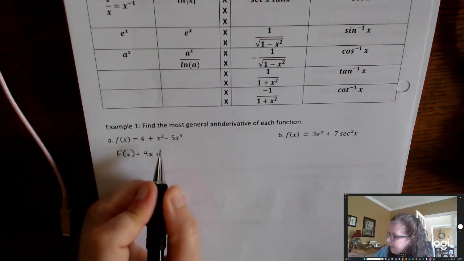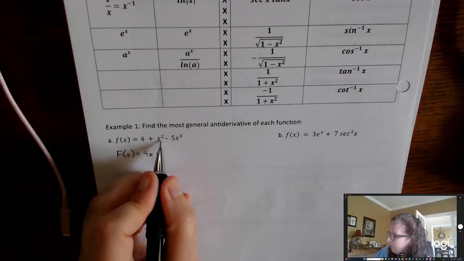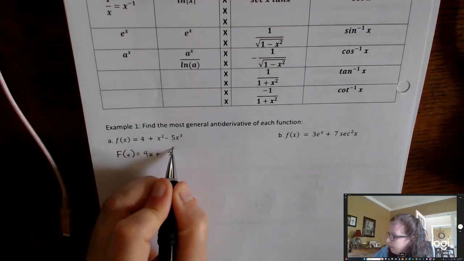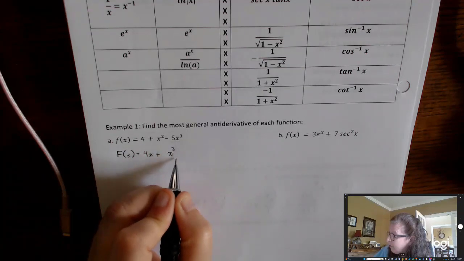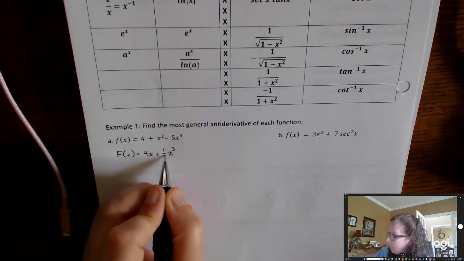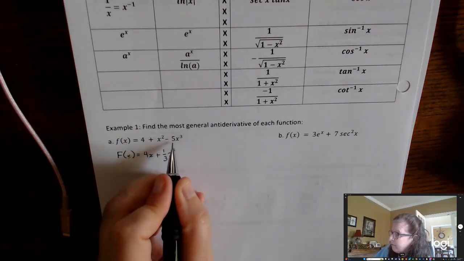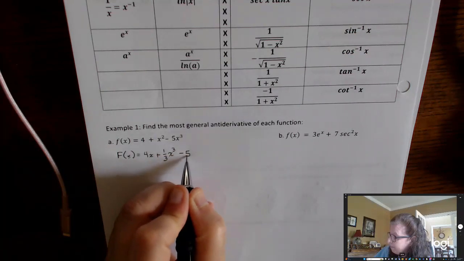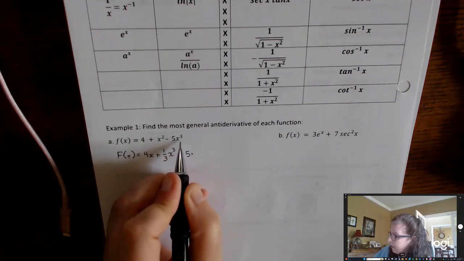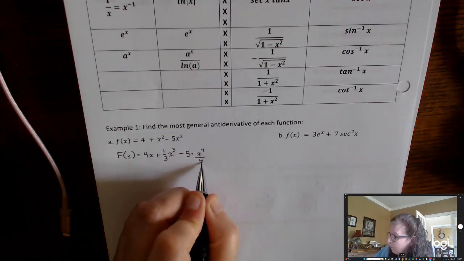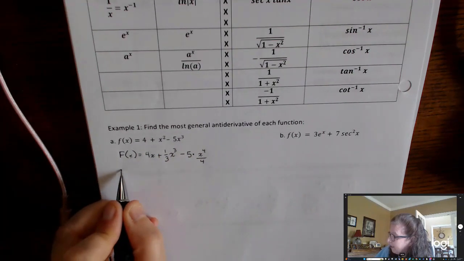Okay, next one, we're going to take the antiderivative. So remember, we're going to add 1 to the 2 first, and then divide by that, that would be 1/3, or just divide by 3. Here, this minus 5 times x cubed, minus 5 is a constant, so it comes on down. And then we're going to add 1 to the 3, that's x to the 4th over 4. And you can clean that up.